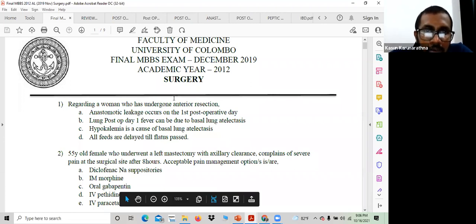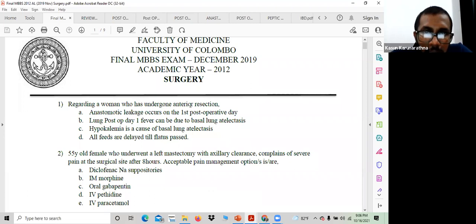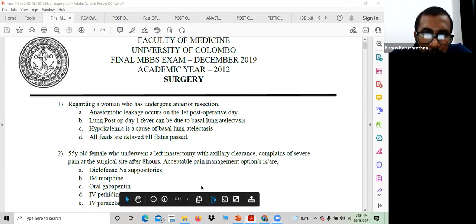What do they mean by anterior resection? That is a major surgery you do for rectal carcinoma excision.